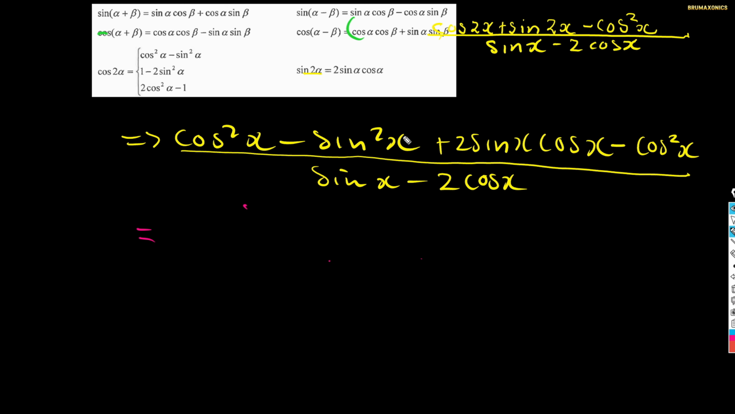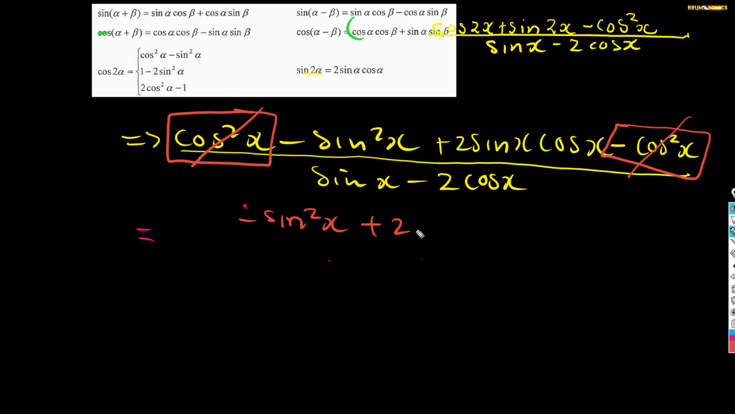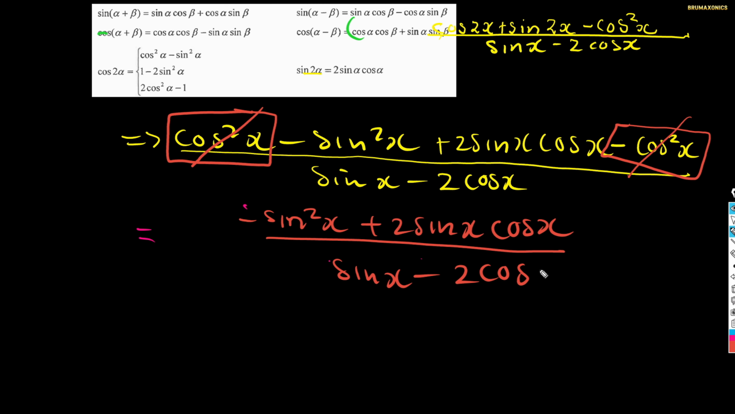So now I'm going to say that the negative cos squared x will definitely be eliminated, and then I'll be left with this part here, and then I'm going to write it down here and say negative sine squared x plus 2 sine x cos x, and then all over sine x minus 2 cos x. We are looking for negative sine x as our answer.